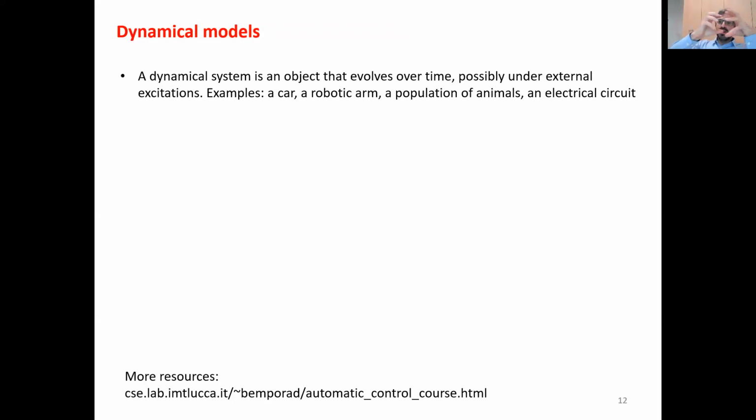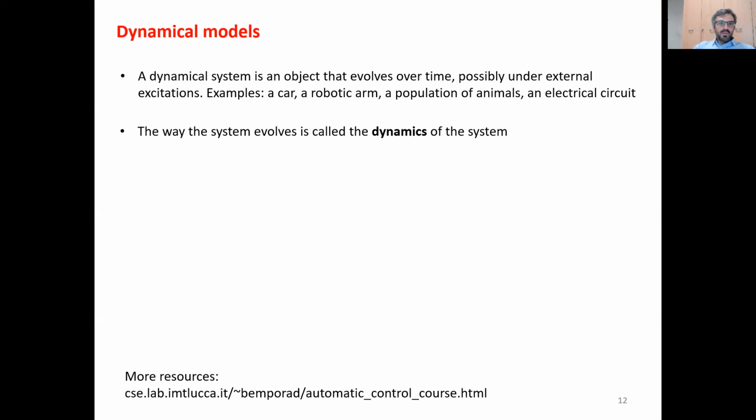You could take a spring and release it, put it in a certain position and release it. So you give a different initial condition from the resting state, and this spring will evolve and will start to oscillate. So not only the evolution is due to the input, but also to the initial state. And examples are a robotic arm, a car, a population of animals, an electrical circuit. There are many different dynamical systems.